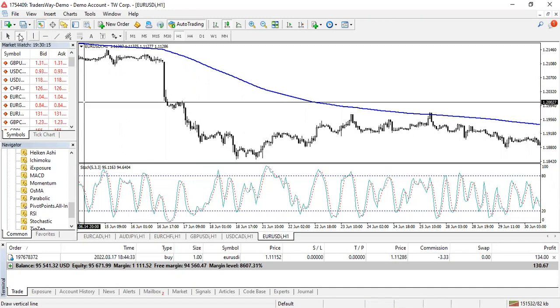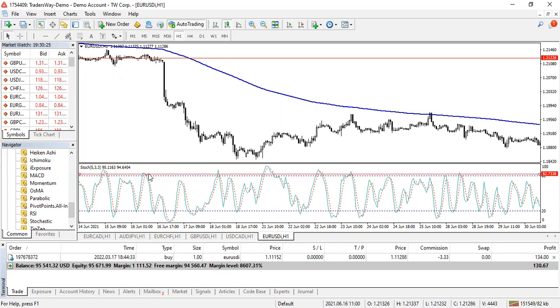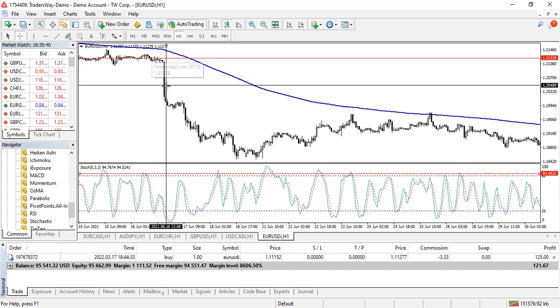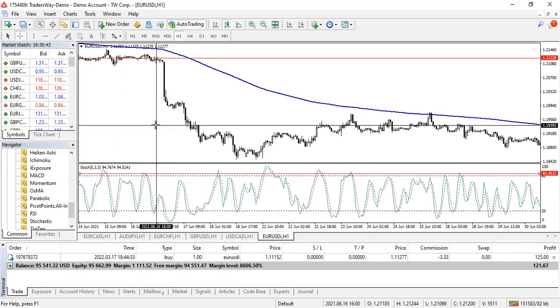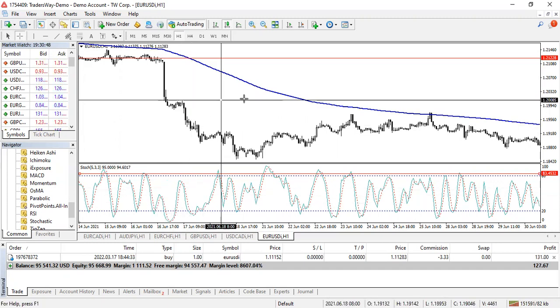So the moment I see this signal here at this point, let me draw a horizontal line. At this point here, that tells me the market has already been oversold. So I can now sell this particular market. I can now enter my sell trade here at this moment. And from there, I should be able to catch some pips as well.